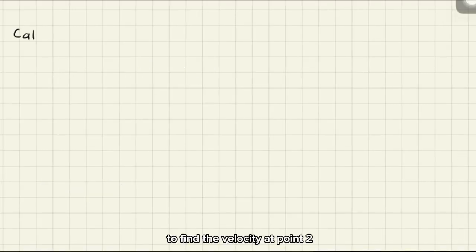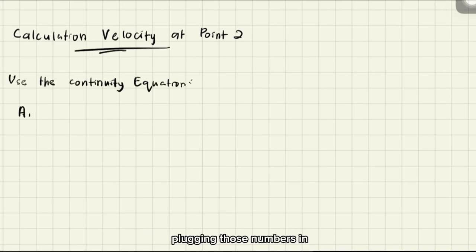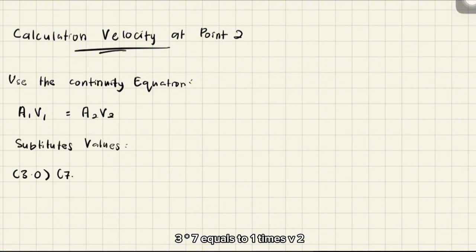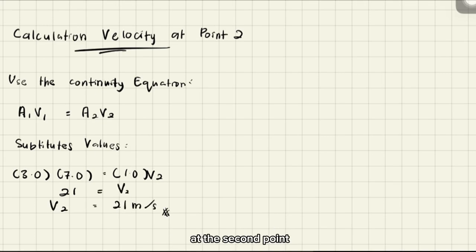To find the velocity at point 2, we use the continuity equation: A1 V1 equals A2 V2. Plugging those numbers in, 3 times 7 equals 1 times V2. We get a velocity of exactly 21 meters per second at the second point.